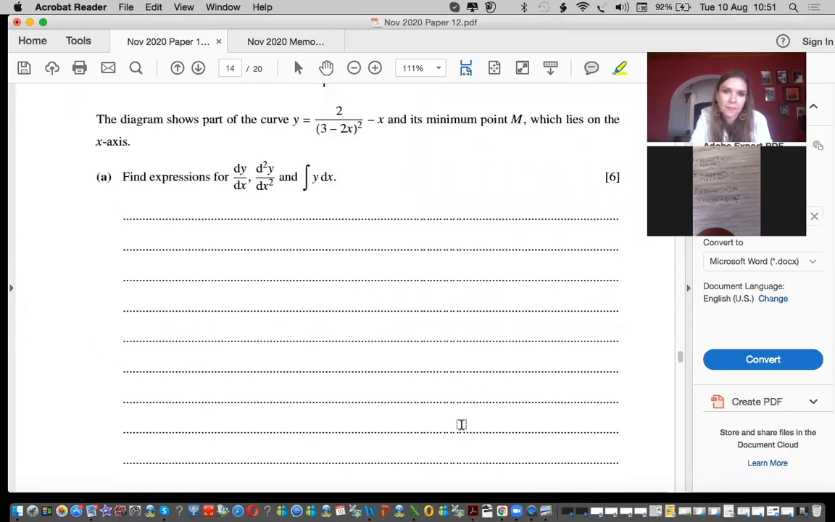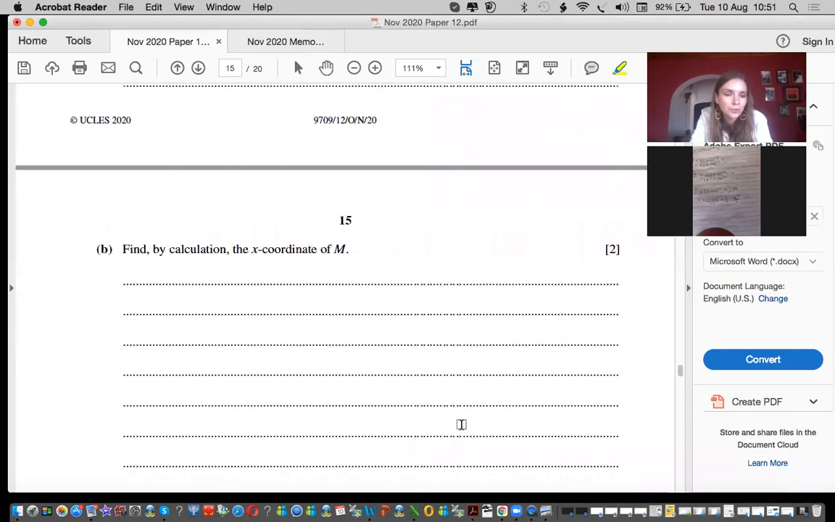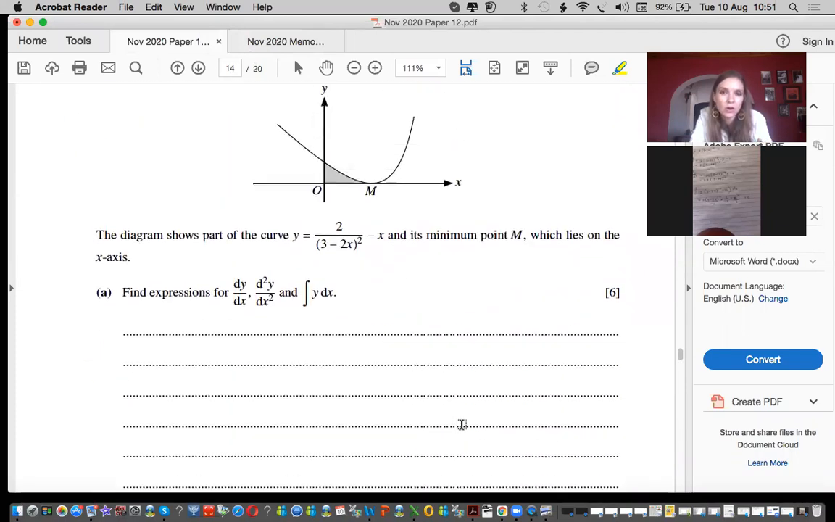This is 10a. Now 10b, find by calculation the x coordinate of m. Did you notice m is your minimum point? So just remember, if you're trying to find minimum or maximum, it means your gradient is 0 there. It's flat. It's a flat road. Gradient 0. And you must also remember that first derivative represents the gradient of a curve.